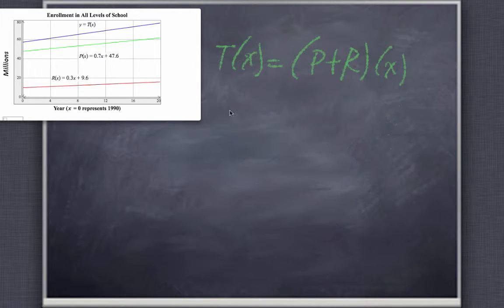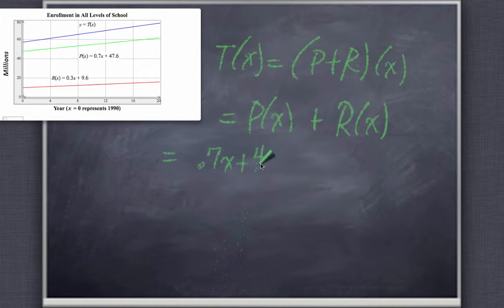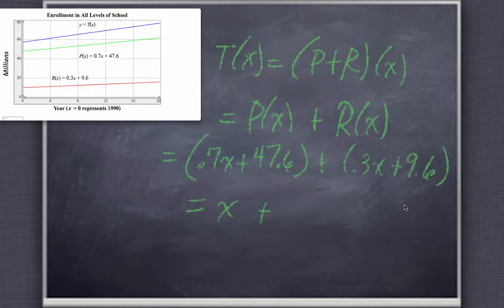So that's what we're given. So that's P of x plus R of x. So 0.7x plus 47.6 plus 0.3x plus 9.6. So 0.7x plus 0.3x is x. 47.6 plus 9.6 is 57.2.